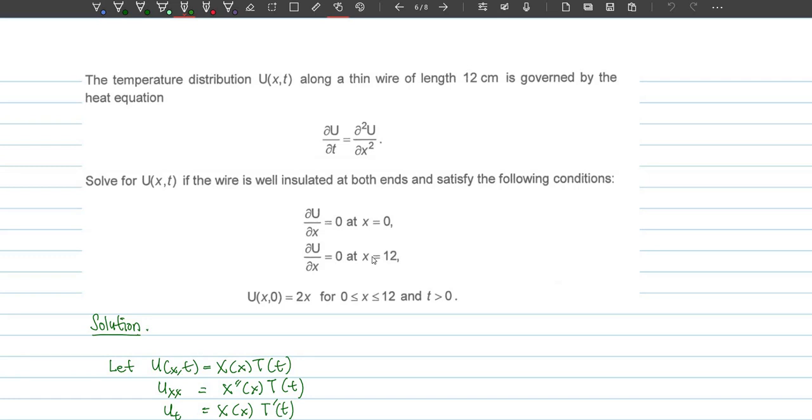In this video I will show another example on the heat equation, but this time on case B, where both ends are insulated. And again, this is a partial differential equation, and it's copyright to UiTM.